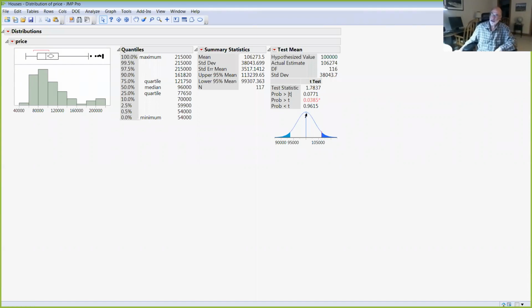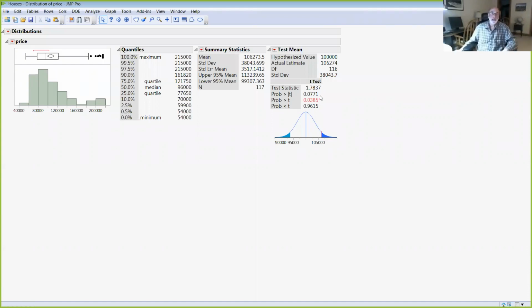We're hypothesizing that the true mean is at 100,000. What have we found? We found the red line, which is at this distance, and this p-value, 0.0771, is the sum of these two blue areas. It's measuring if the true mean were 100,000, how likely is it we would get a random sample of 117 houses to be this far away from 100,000, away on either side?